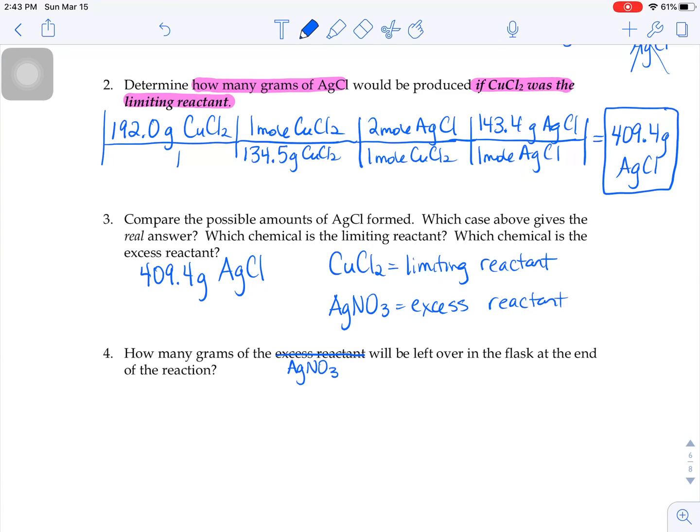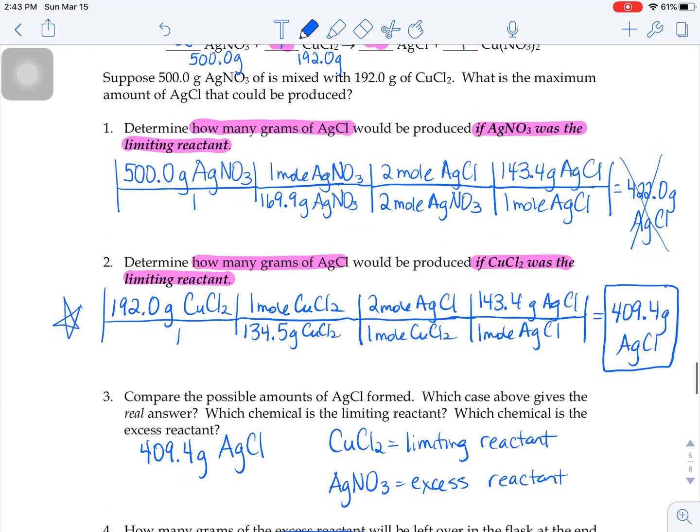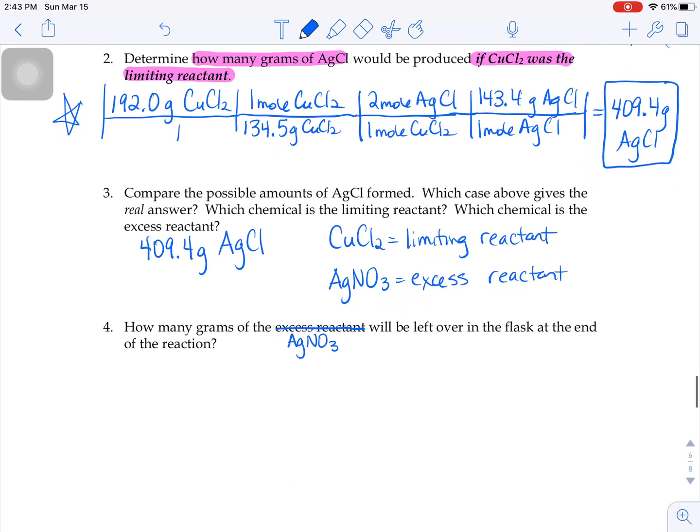You're going to start with the chemical that gives you the right answers. We found out up above that it's the copper 2 chloride that gives us the right answers, and it's the silver nitrate that's fake and does not give us the right answers. So we don't want to start with the 500 grams. We want to start with the 192 grams. That's the chemical that gives us the right answer. So I'm going to start with my 192 grams of copper 2 chloride.